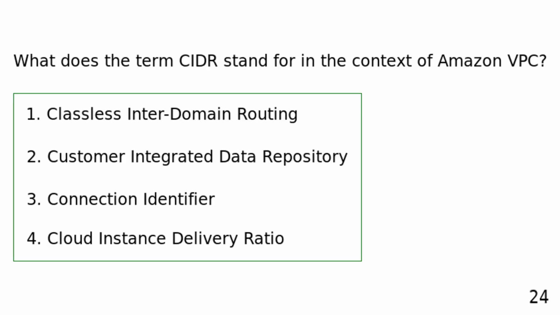What does the term CIDR stand for in the context of Amazon VPC? Classless interdomain routing. Customer Integrated Data Repository. Connection Identifier. Cloud Instance Delivery Ratio.